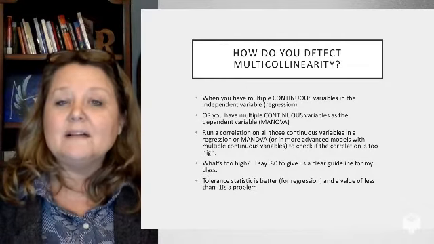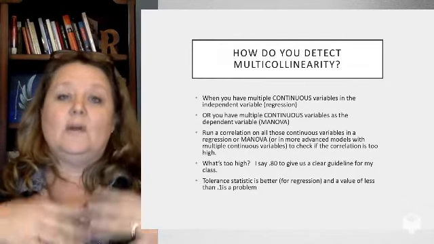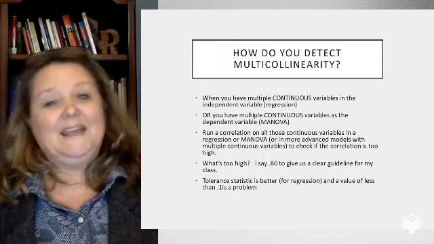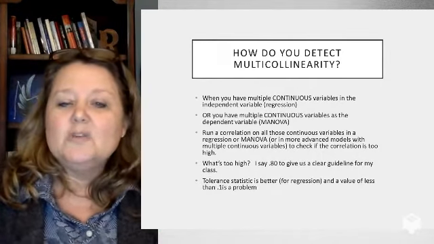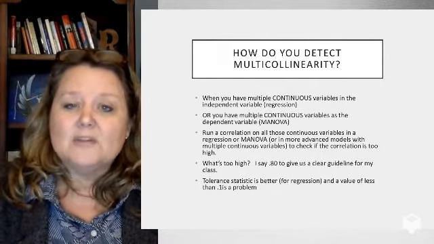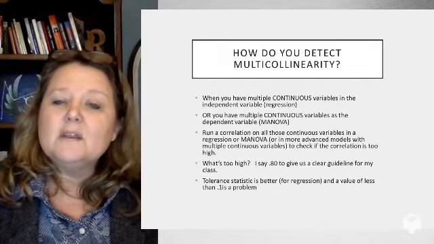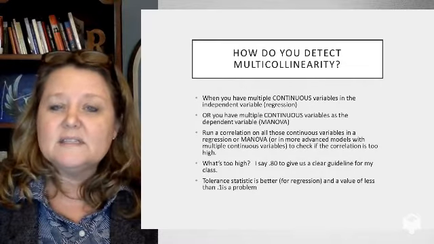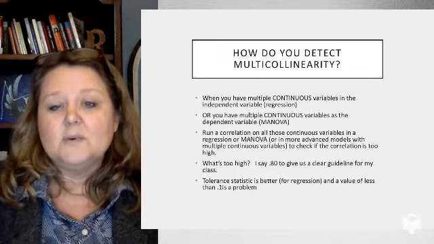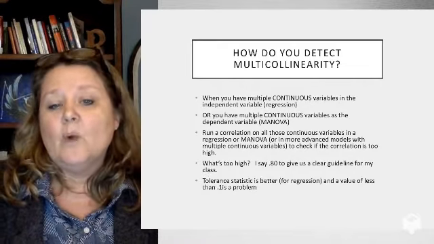So for the sake of my class, where we need clear guidance so that we all find the same results and I can grade you, then we're going to use 0.80 as our too-high correlation for multicollinearity. In regression, you can also get something called a tolerance statistic that SPSS will give you, and a value of less than 0.1 is a problem.